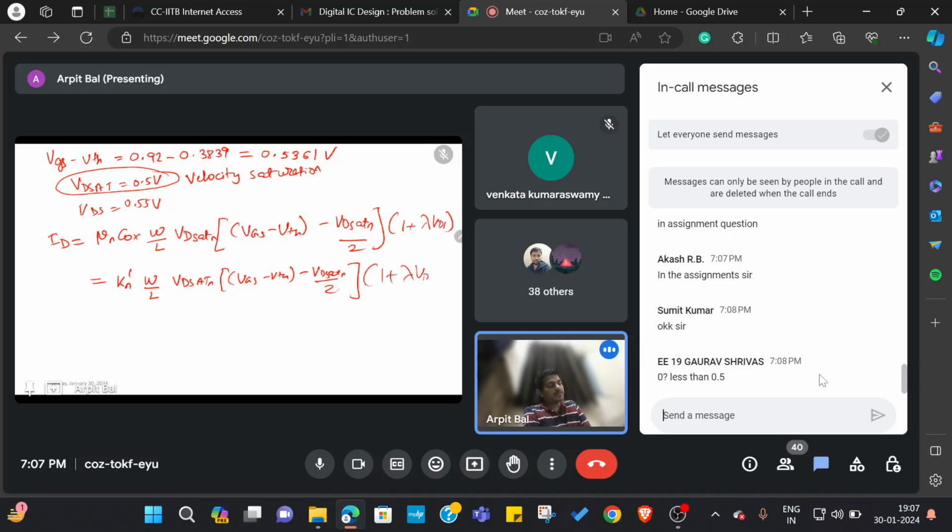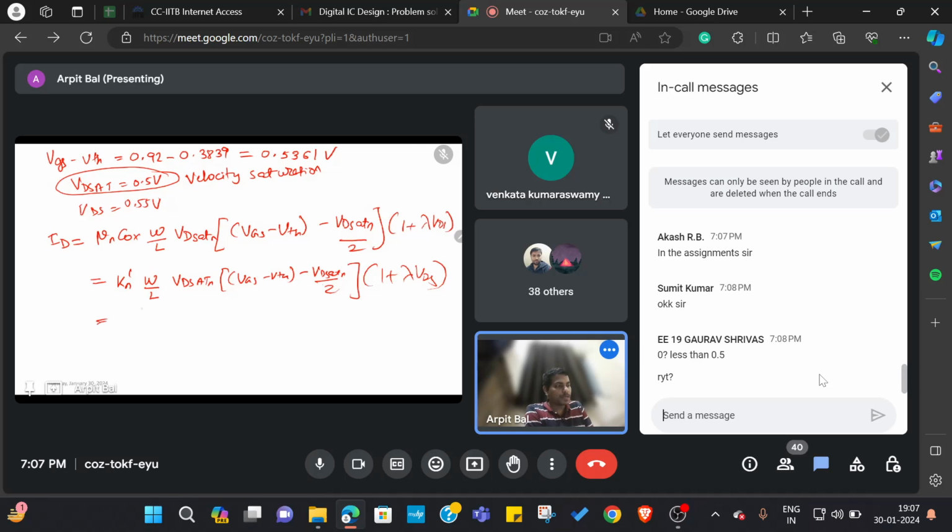Into 1 plus lambda VDS is equal to 210 into W by L, which is 6 by 2, into VD sat N which is 0.5, into VGS minus VTH, which is 0.5361 minus 0.5 by 2. And 1 plus lambda is 0.07 into 0.55. Okay, can someone solve this question? Sorry Gaurav, that particular question I won't be giving the answer to, so you figure it out on your own.